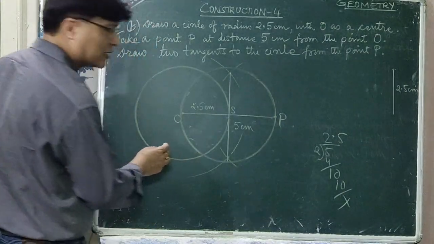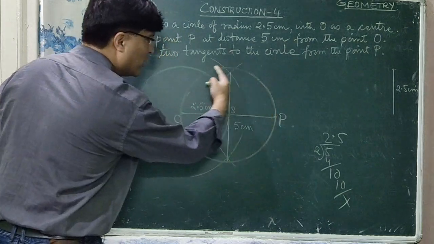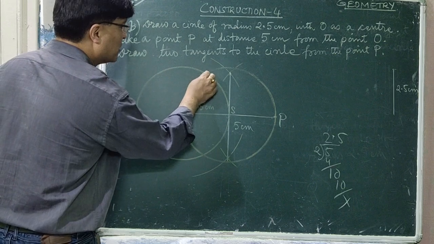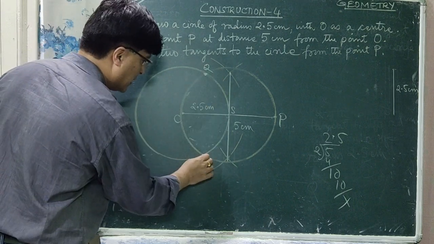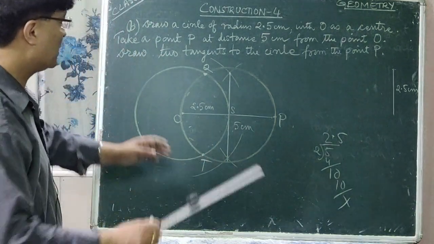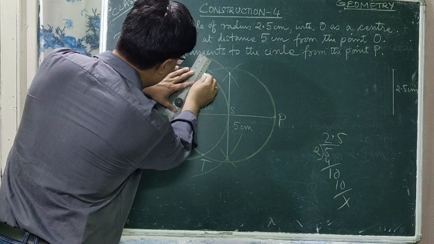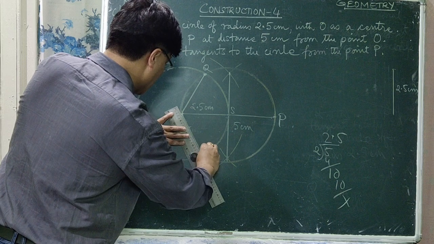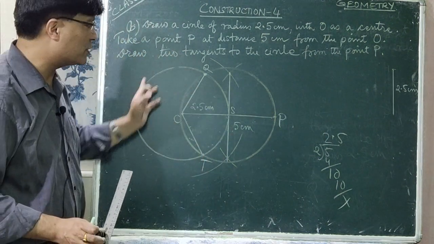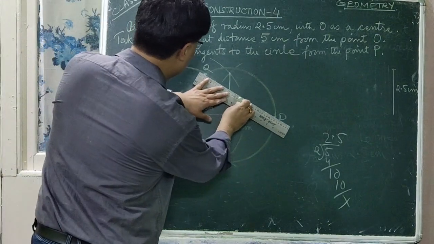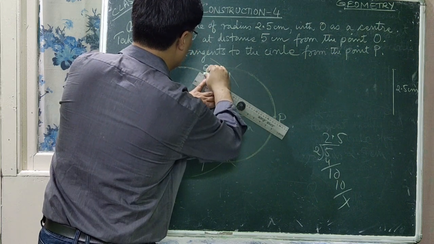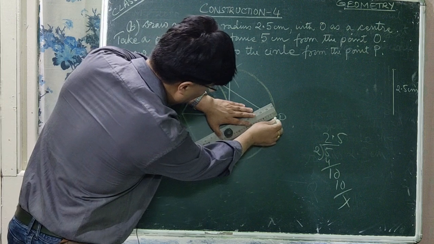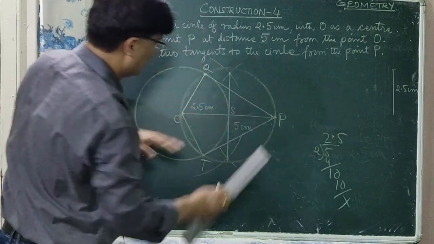Now, the circle we just constructed will intersect the given circle of radius 2.5 cm at these two points. One is Q point and the other point is the T point. Okay? Now join OQ first, and join OT. These OQ and OT are the radii of the same circle. And here, you join these two points P and Q, and also P and T.